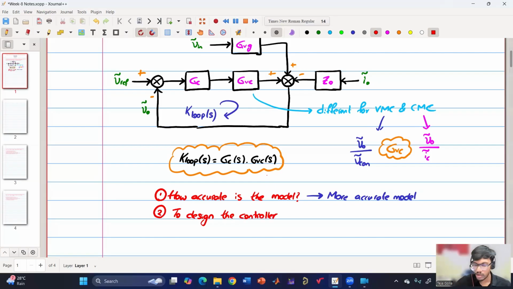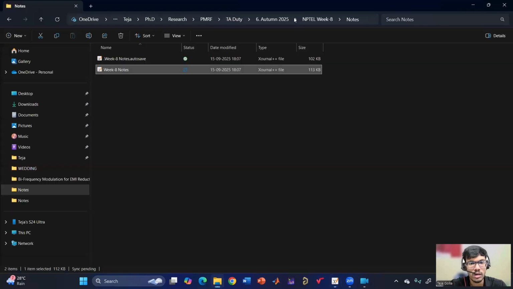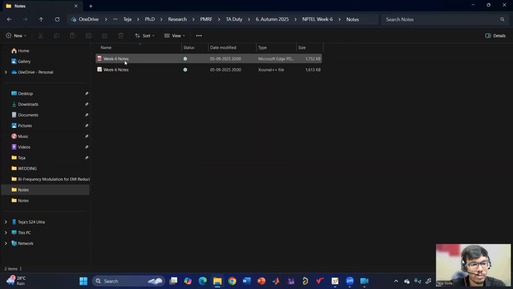So if you remember, we have discussed one model a few weeks ago in week 6. Maybe I'll open the notes. There we have used one model, which is the first order model. So maybe I'll just open it so that you can understand what I'm talking about.